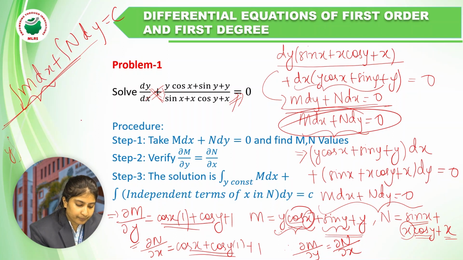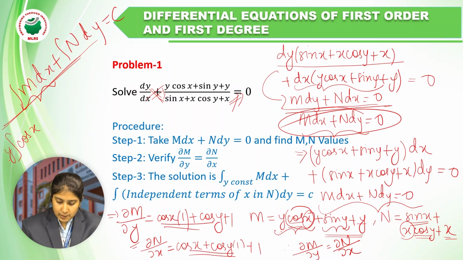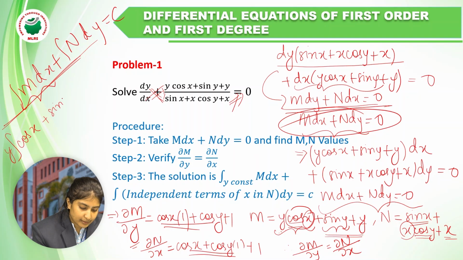Integration of cos x, plus sin y. Again y is constant, so you do not integrate it, and at the same time you cannot throw it out, so we write it like that only, plus sin y, plus y. Just write it like this. The integration is only for this.